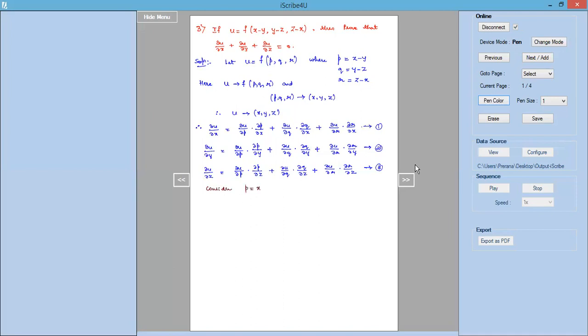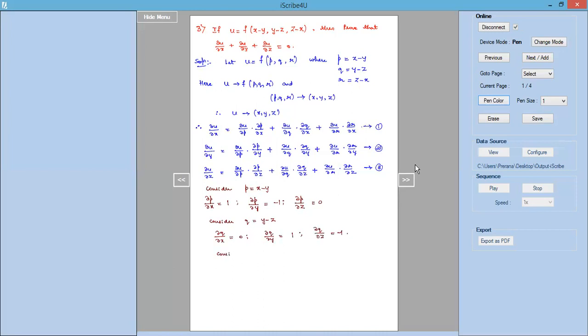p is equal to x minus y. So since p is equal to x minus y, we obtain ∂p/∂x, partial differentiation of p with respect to x, gives us 1. ∂p/∂y will be minus 1. ∂p/∂z is 0. Same way, when I consider q is equal to y minus z, we have ∂q/∂x is 0. ∂q/∂y is 1. ∂q/∂z is minus 1.